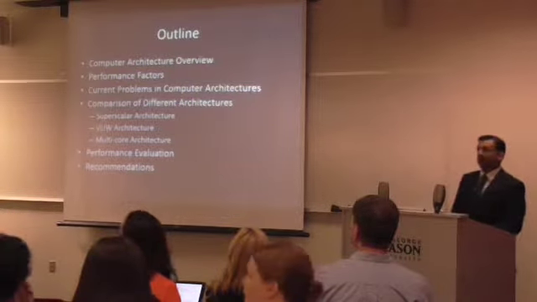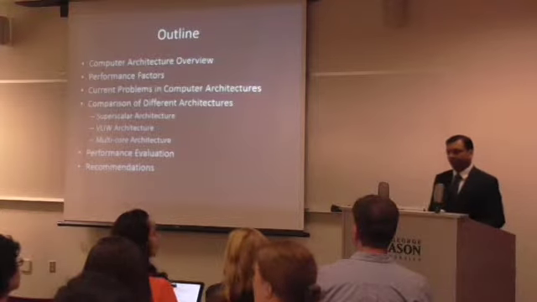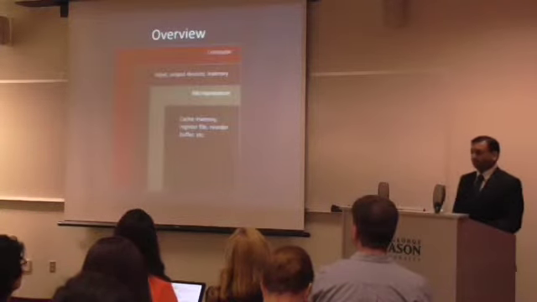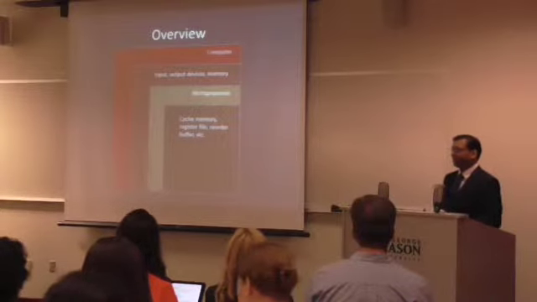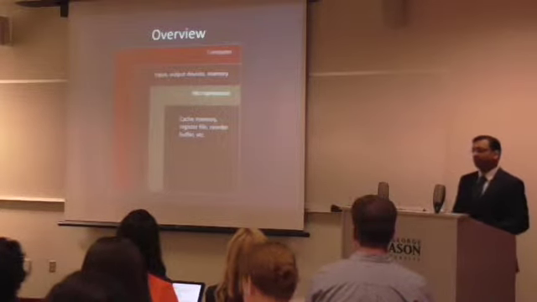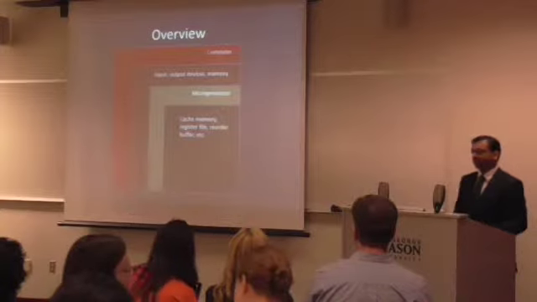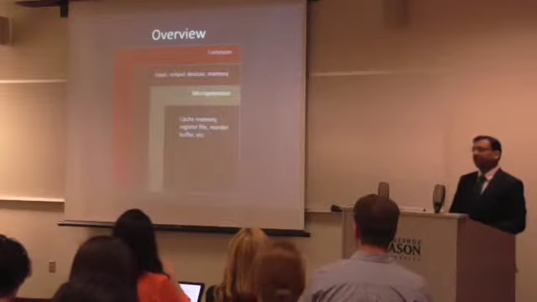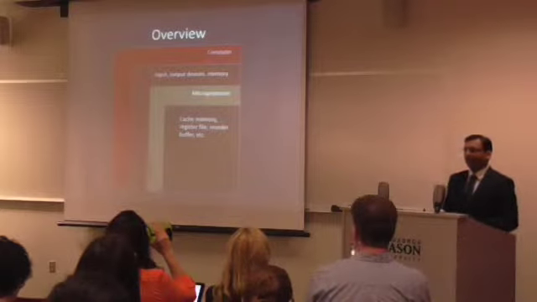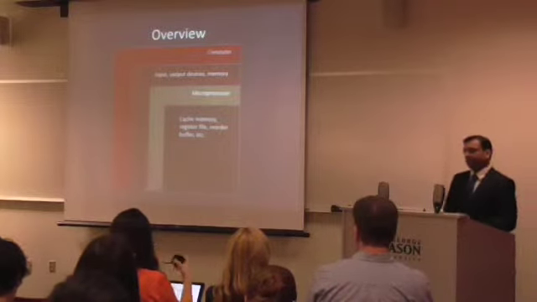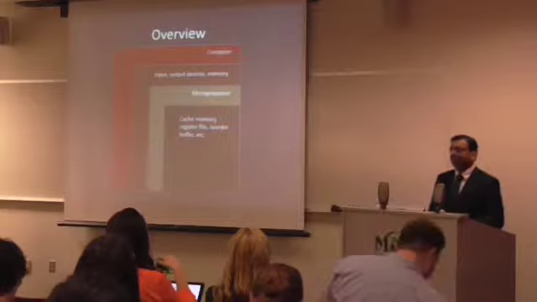So let me give you a brief explanation about computer architecture. A computer has inputs, outputs, devices, memories. The most important factor of a computer is the microprocessor. And the microprocessor contains cache memory, register buffer, reorder buffer. These are the factors affecting the performance. So we'll go through each step.